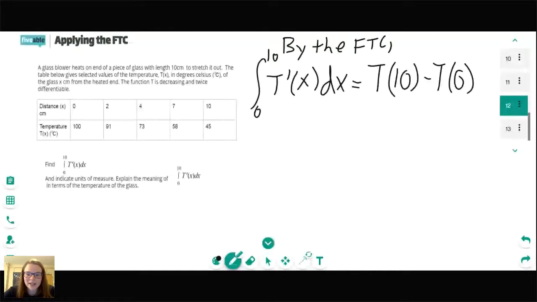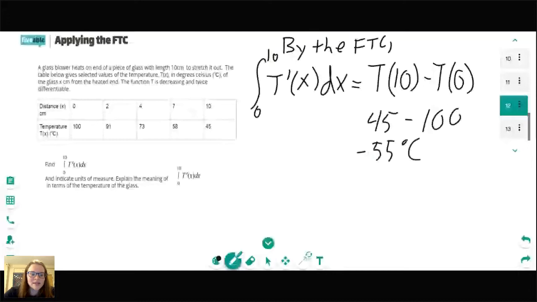You've got t. Okay, t of 10 is 45, looking at the wrong side of the table. 45 minus t of 0, which is 100, and we get negative 55 degrees Celsius. That degrees Celsius is important because it says indicate units of measure. If you didn't do degrees Celsius, you probably wouldn't get full credit here. Okay, so negative 55 degrees Celsius, and then it asks us to explain the meaning.